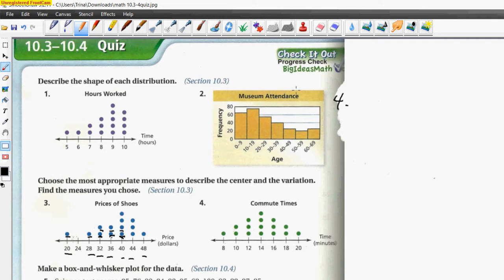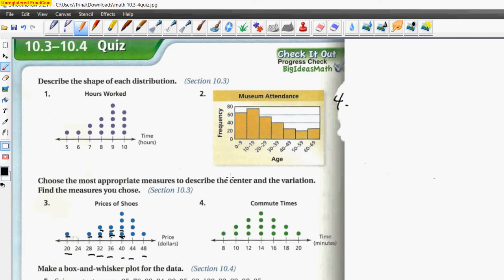Remember, the question is telling you everything, and the key words that they're using in the question are very important. Choose the most appropriate measures to describe the center and the variation. Find the measures that you chose. Very important: the key words in this sentence are center and variation. Okay? So, at number 4, let's take a look at this.